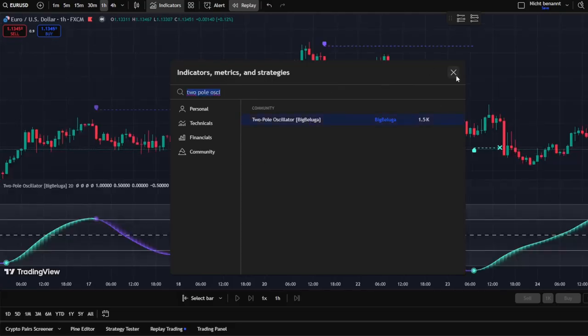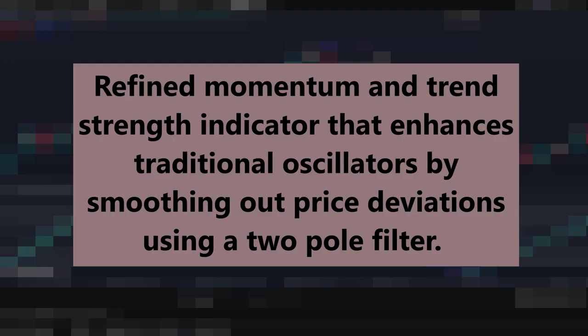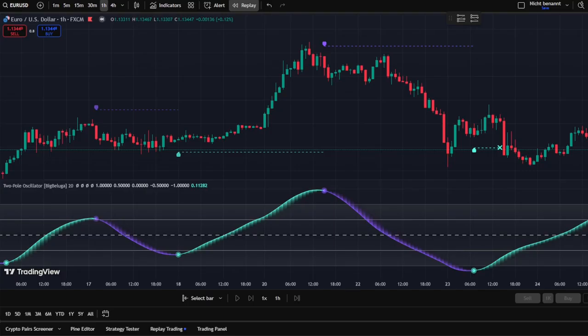By the description, the Two-Pole Oscillator is a refined momentum and trend strength indicator that enhances traditional oscillators by smoothing out price deviations using a two-pole filter. In simple words, it gives us clean signals that we can easily follow with buy and sell signals. This indicator has several components.